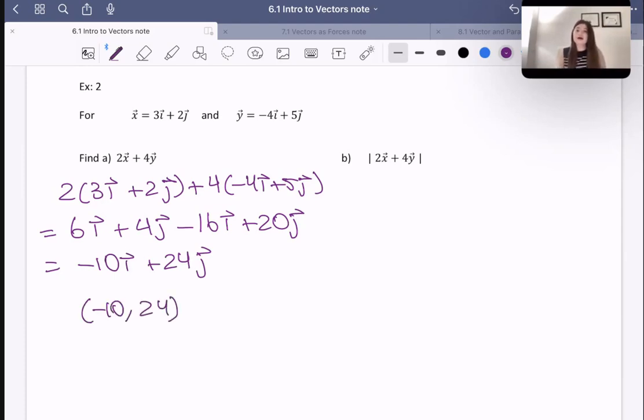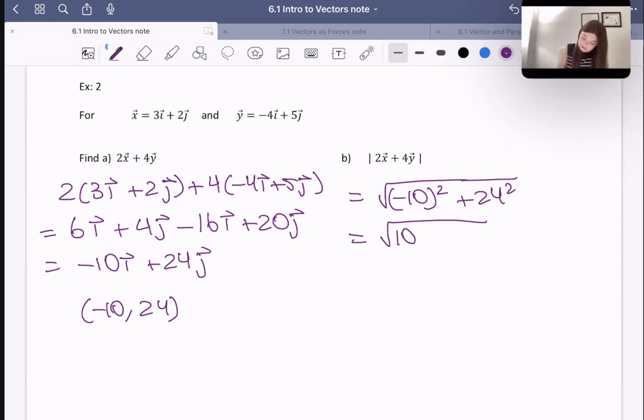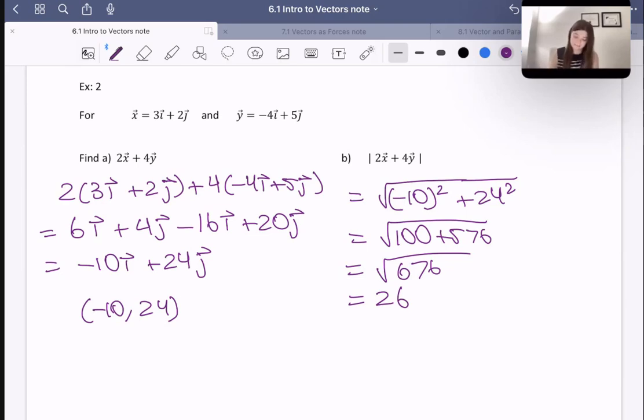So now all we have to do is find the magnitude of that. So that's going to be equal to the square root of negative 10 squared plus 24 squared, which is equal to 100 plus 576, which is equal to root of 676. Oh, which actually is a perfect square. That's going to get us actually 26, I believe. If I'm doing the mental math right, 26 it should be. So there we have it. We actually got a nice round number for once for one of these.